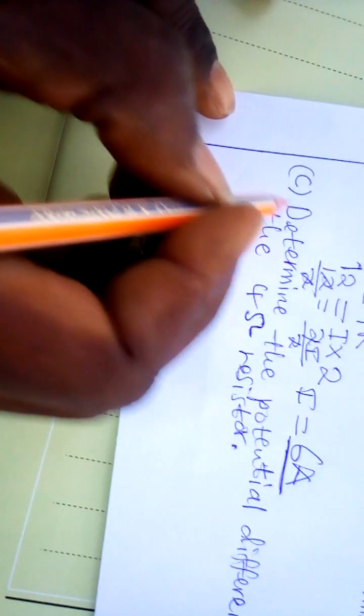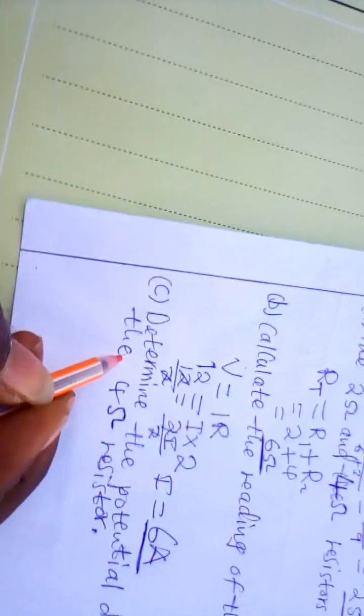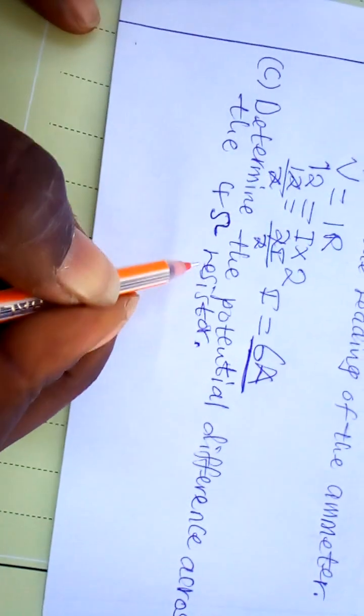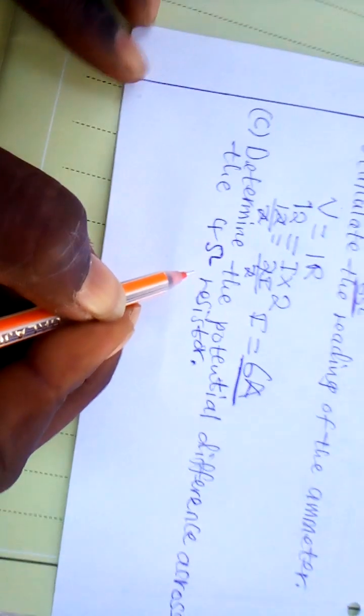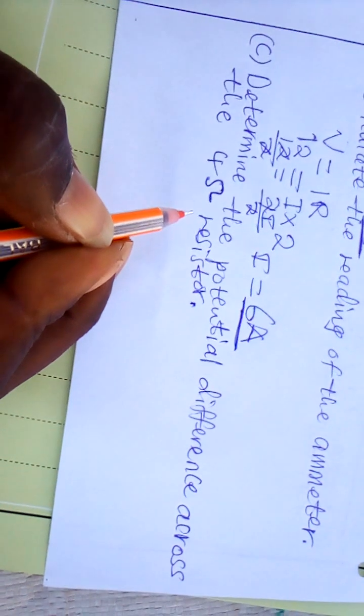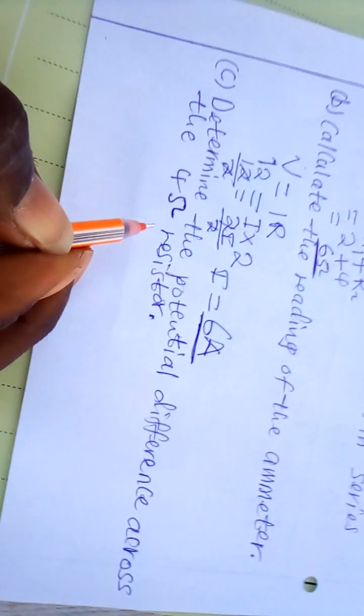Question 3 is as follows. Determine the potential difference across the 4 ohm resistor. So potential difference across the 4 ohm resistor. Potential difference is the same as voltage.